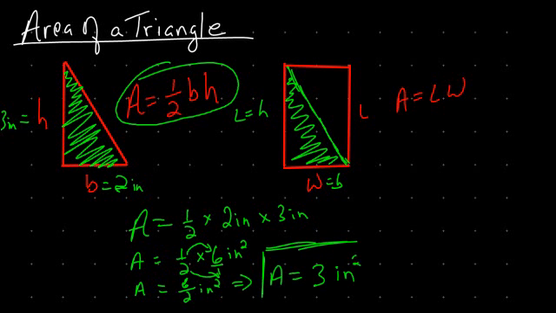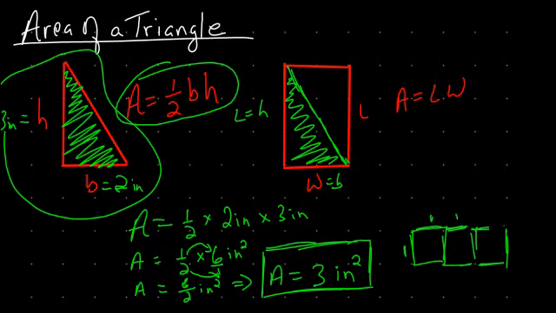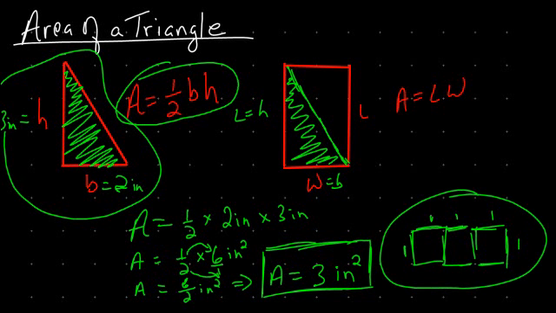And again, literally, what does that mean? That means that I can fit 3 of these 1 by 1 squares into that triangle. Now I may have to distort it a little bit, but a total of 3 of them. The area of this triangle is equivalent to the area of these 3 1 by 1 square inches.